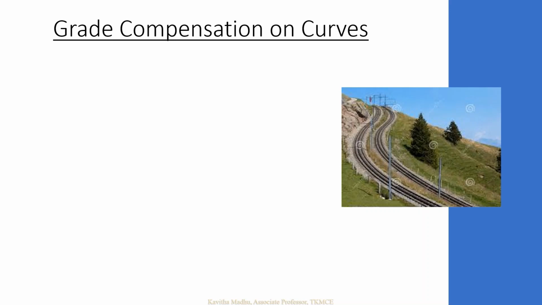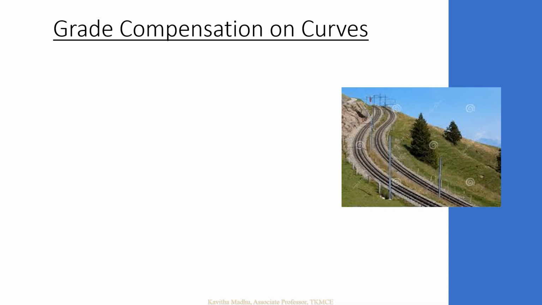Grade compensation. This usually comes when the gradient is associated with a circular curve. If at a particular location a circular curve as well as a gradient is there, at that location we have to reduce the gradient, even though we have specified certain values for the ruling gradient, the pusher gradient, etc. We have to limit those values if a curve is coming at a particular gradient location.